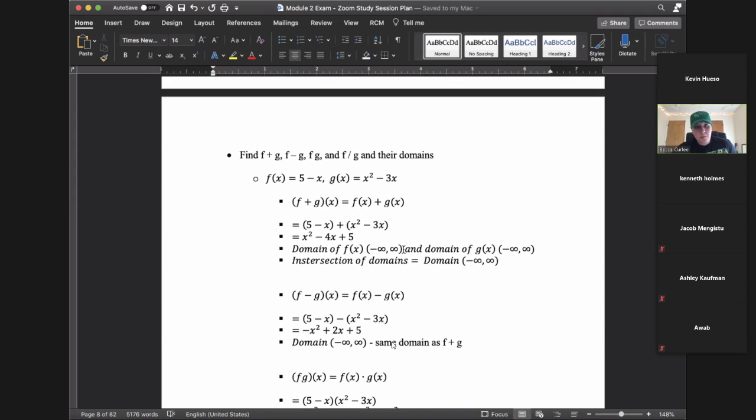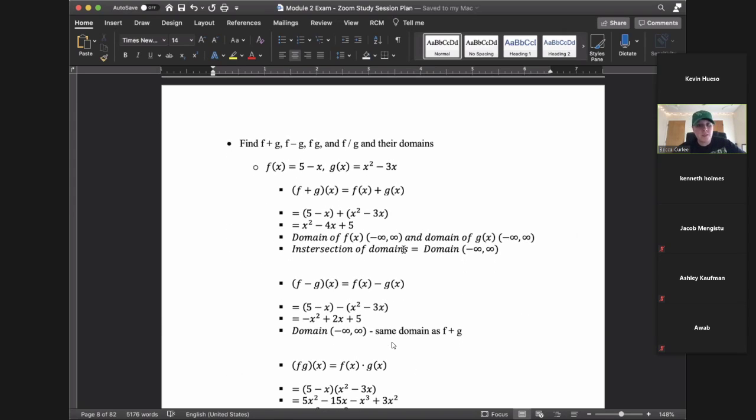So we'll just do some examples. Find f plus g, f minus g, fg, and f divided by g, and their domains. If f of x equals 5 minus x and g of x equals x squared minus 3x, then find f plus g of x, which is the same thing as taking f of x plus g of x. So you just set it up just like that.